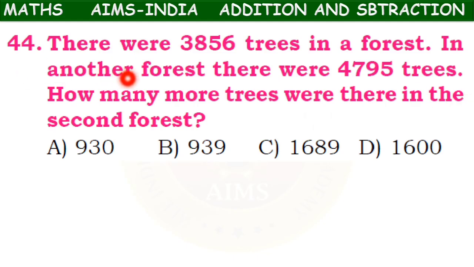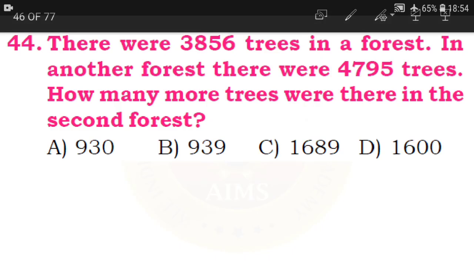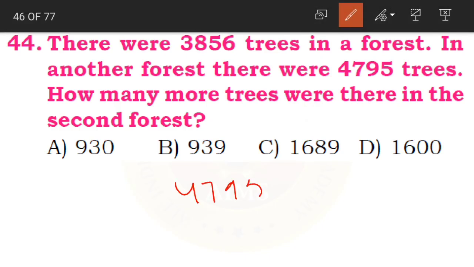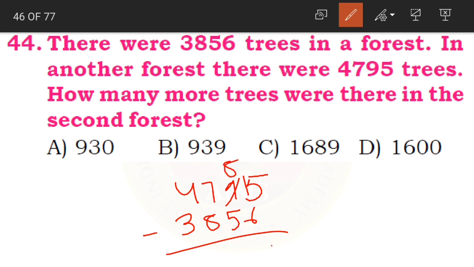Moving on to question number 44. There were 3,856 trees in a forest. In another forest, there were 4,795 trees. How many more trees were there in the second forest? We know this, right children? Very easy question. Just subtract the smaller number from the bigger number. I will do the subtraction fast.